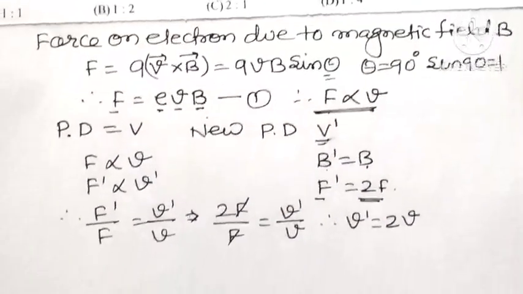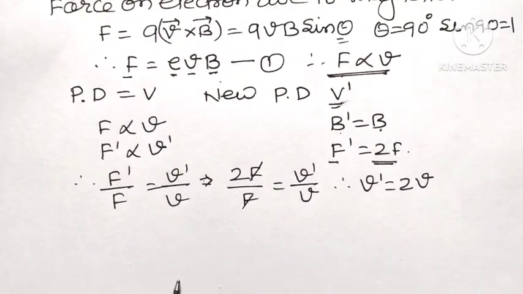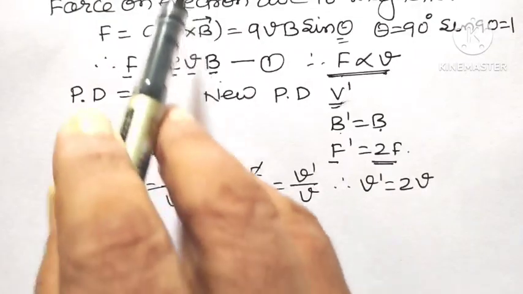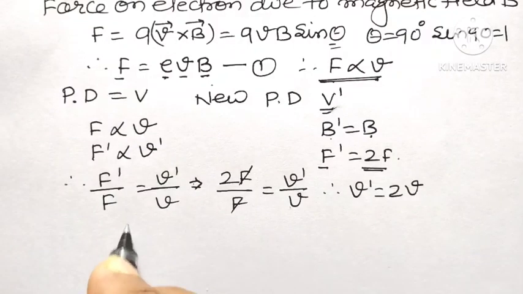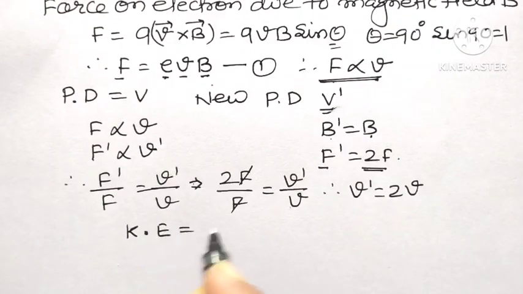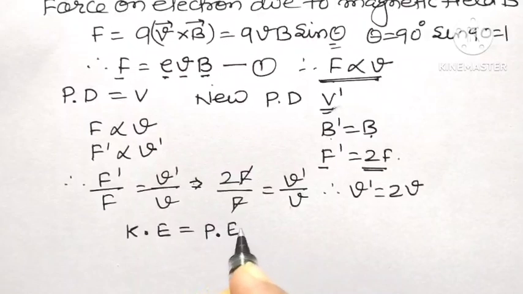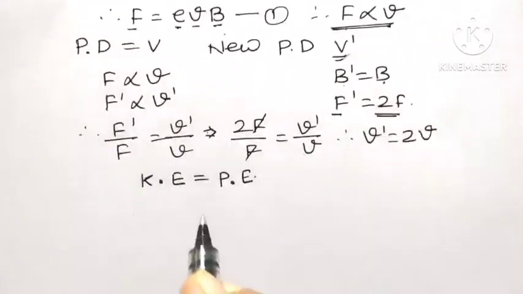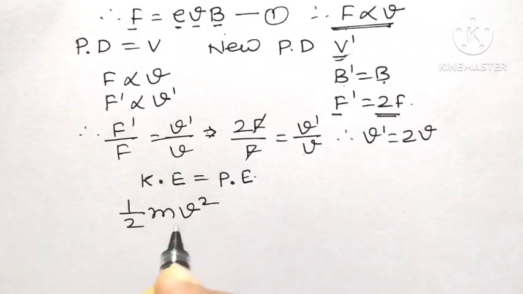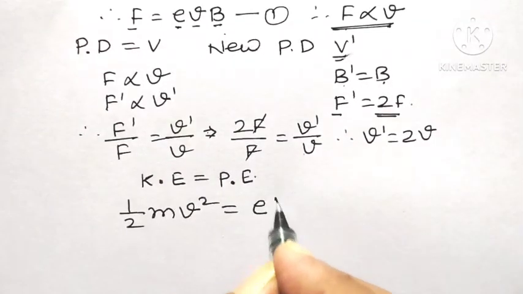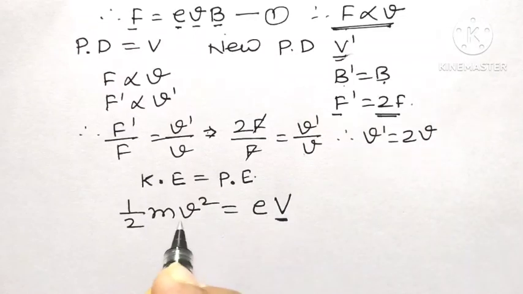Remember one thing, that when an electron is accelerated, the loss in kinetic energy is equal to the gain in potential energy. What is the kinetic energy of the electron? It is half m v square. And what is the potential energy? It is E into V. Remember, this is capital V and this is small v.